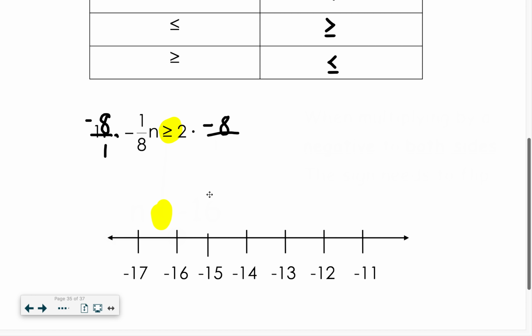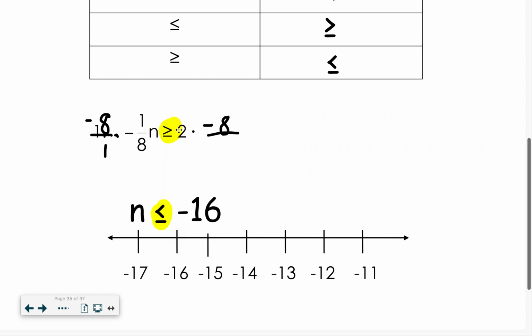The big thing here is the fact that I just multiplied both sides by a negative. That's huge. When I multiply both sides by a negative, I have to flip my sign. My sign will flip. Now, it has no bearing on whether or not the number, like this 2, if that 2 was negative, that doesn't mean anything. The reason why we flipped it is because we multiplied both sides by negative 8.